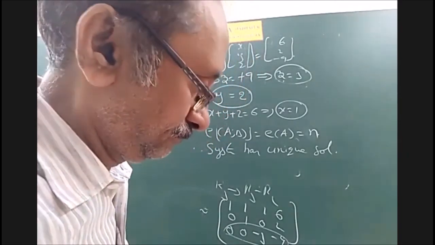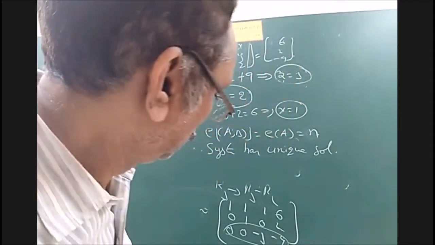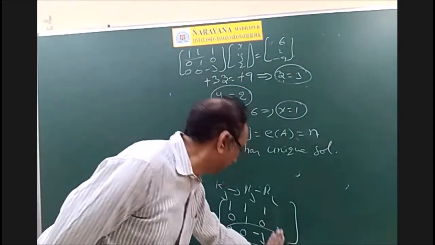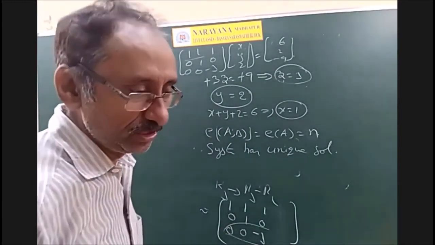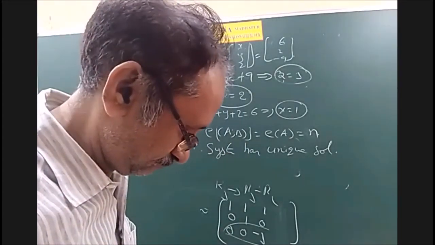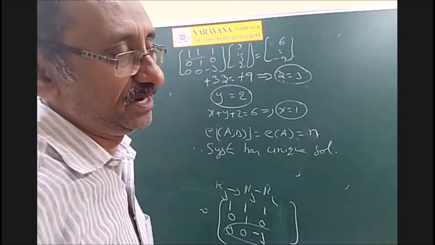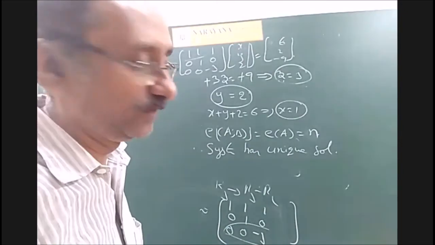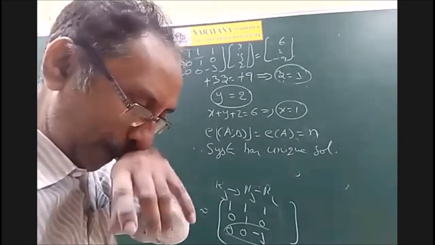Sir, how did you get the rank of matrix A? For matrix A, you just close that and see how many non-zero rows are there. 3. That is the rank of the matrix. The rank of matrix A, which is in echelon form, is the number of non-zero rows. That is 3. Okay, sir.